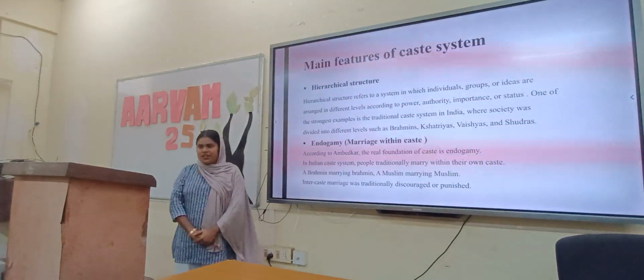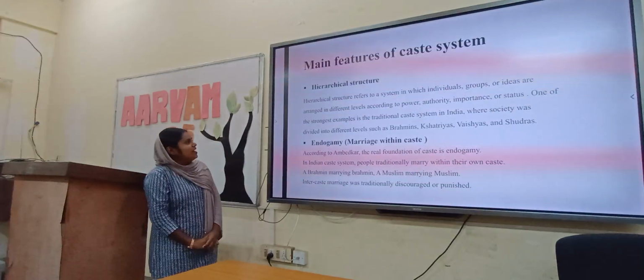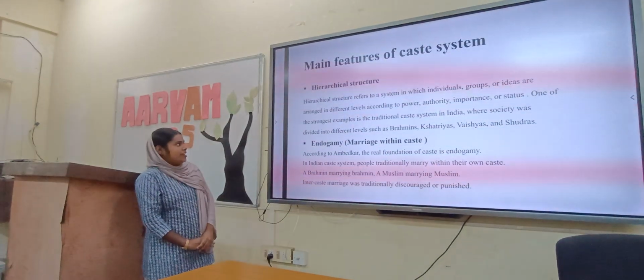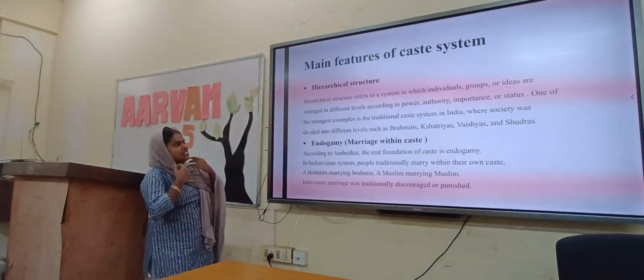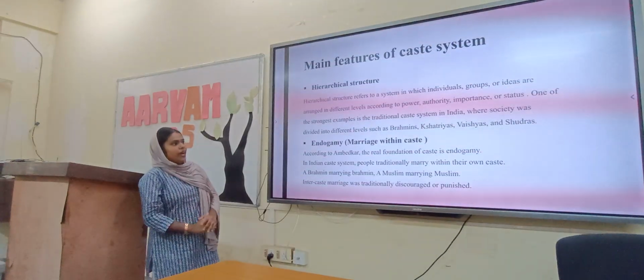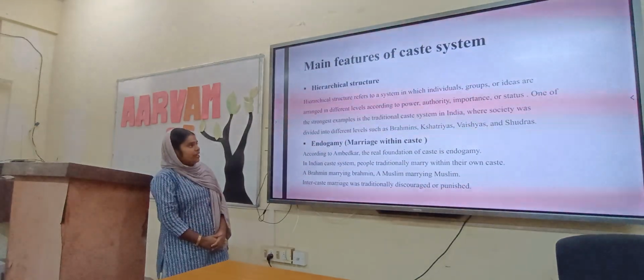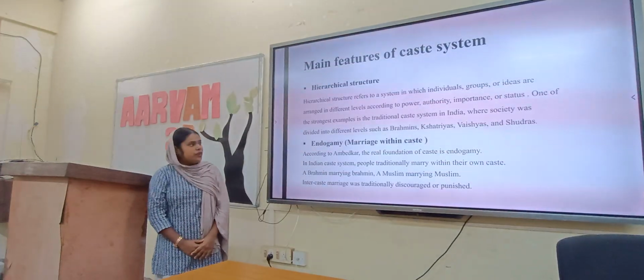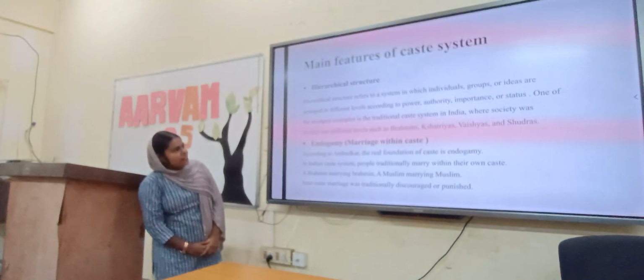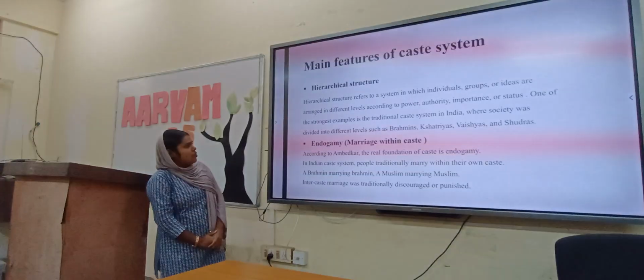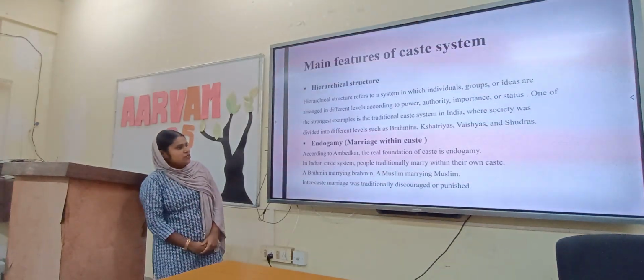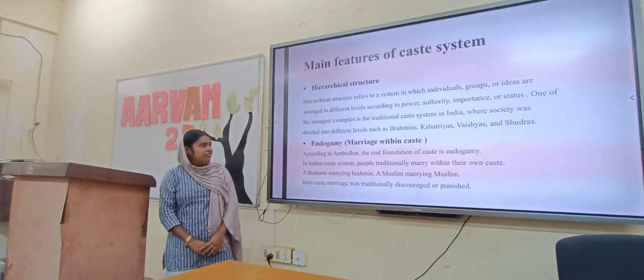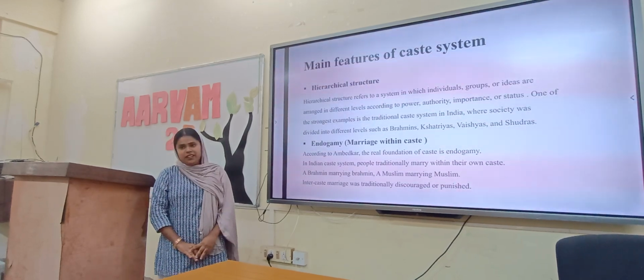The main features of the caste system. Hierarchical structure. Hierarchical structure refers to a system in which individuals, groups, or ideas are arranged in different levels according to power, authority, importance, or status. One of the strongest examples is the traditional caste system in India, where society was divided into different levels such as Brahmin, Kshatriya, Vaishya, and Shudra.